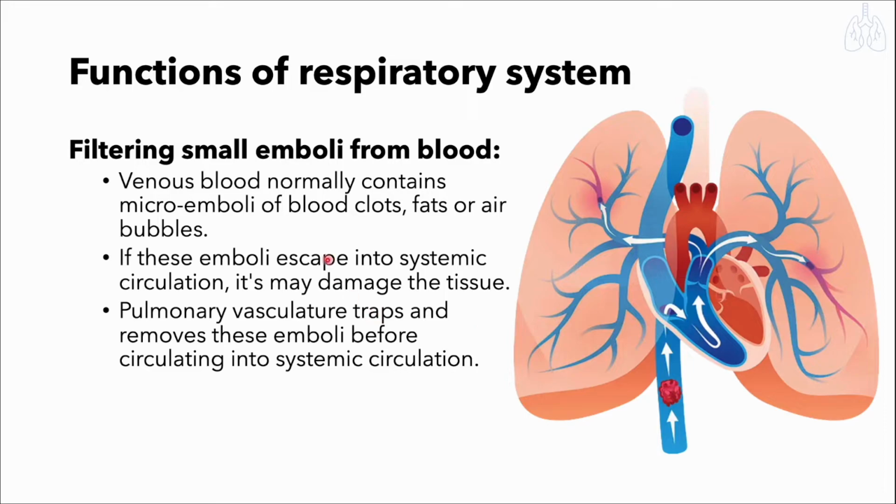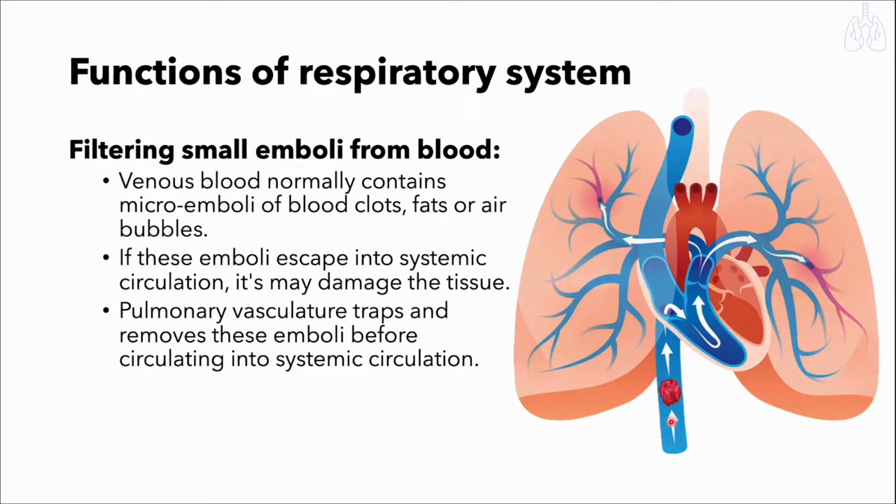Alright, the second one is to filter the small emboli from the blood. Once the blood comes into the systemic circulation, from the superior and inferior vena cava and whatnot, it goes back into the right ventricle, and then once in the right ventricle, it is pumped through the pulmonary artery into the lungs.